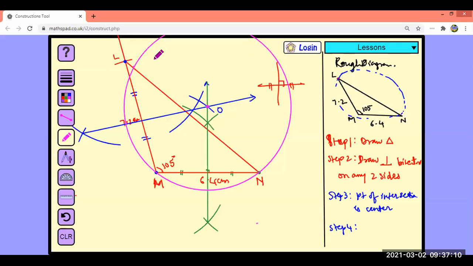So once again, quickly, I'll repeat the steps. First thing, you need to draw the triangle. Second, you need to draw perpendicular bisectors. Once you draw the perpendicular bisectors, the point of intersection will be the center, and using that as the center and any of the vertices, let's say OM, that will be the radius, and we can draw the circle. Okay, I hope this step is very clear.